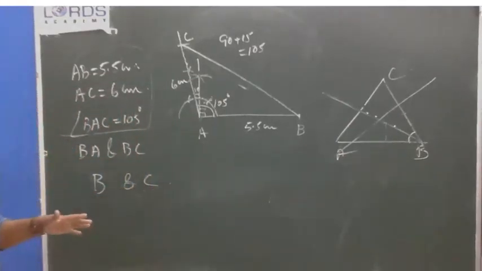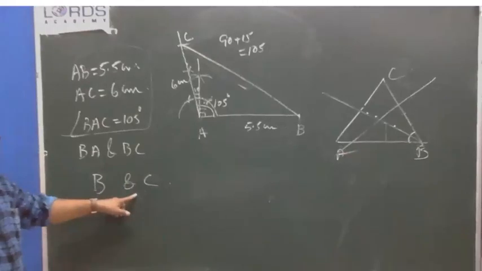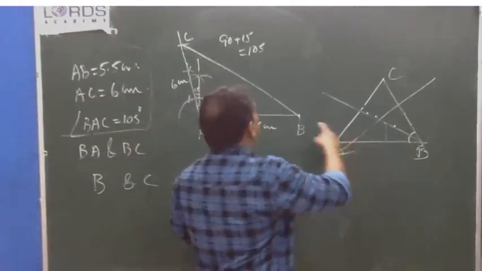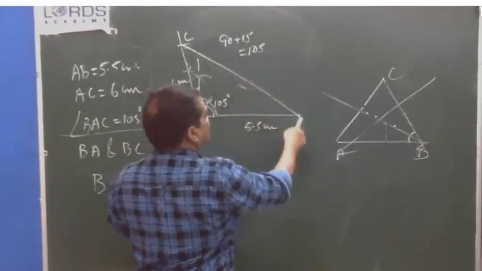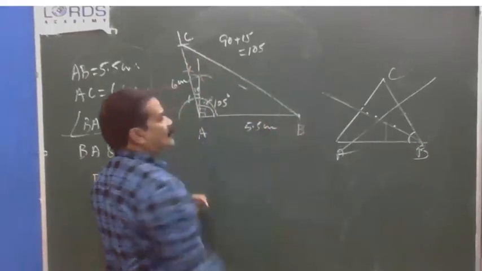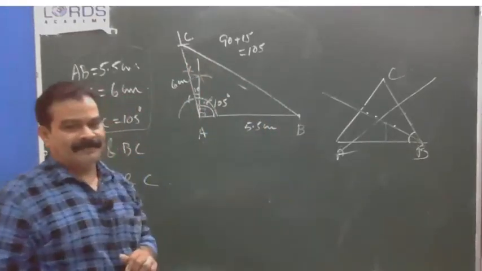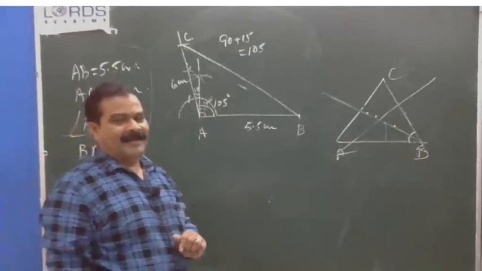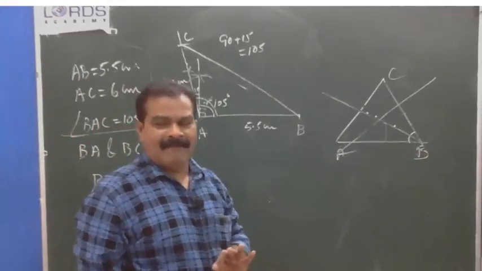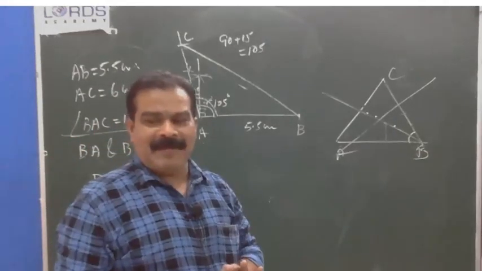Find the locus of points equidistant from B and C, which means you draw the perpendicular bisector of BC. Perpendicular bisector of BC. Did you get that idea? Tell me.